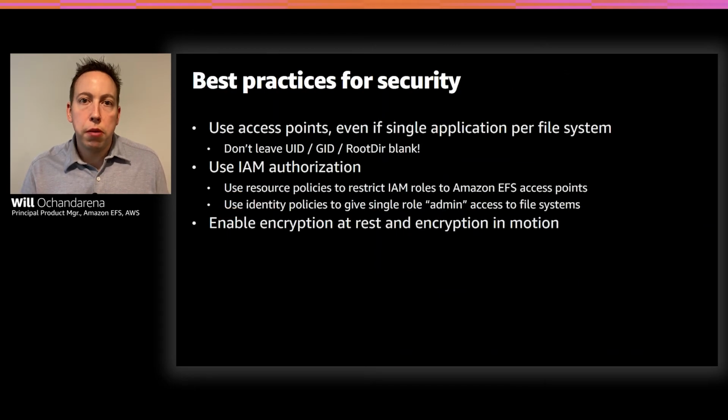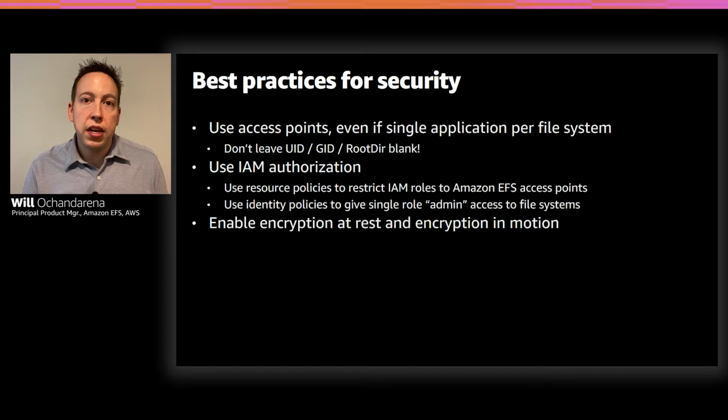So just overall best practices for security. I'd recommend you use access points even if you have a single file system, single application per file system. And when you configure it, make sure that you don't leave any of the fields blank. Explicitly configure a user ID, a group ID, and a home directory. Doing so future-proofs your file system for any application that might come after it in case the user ID changes.